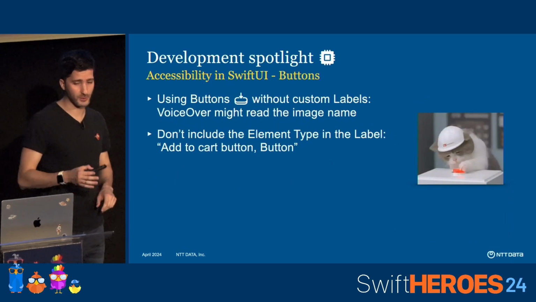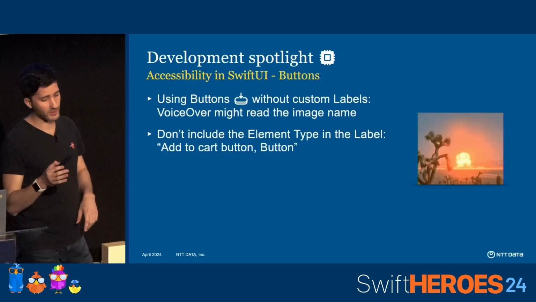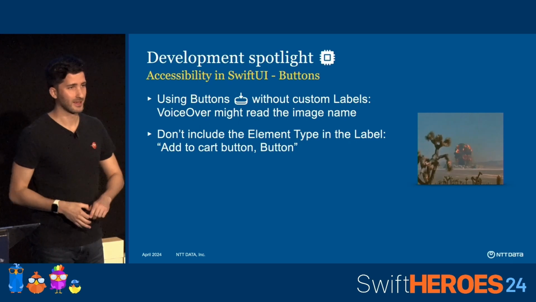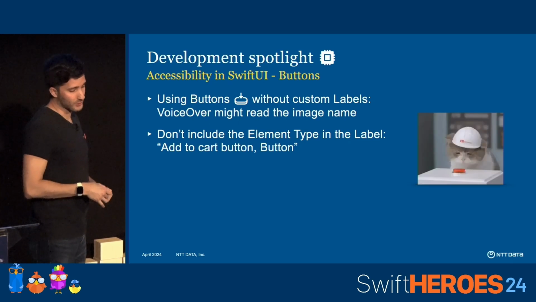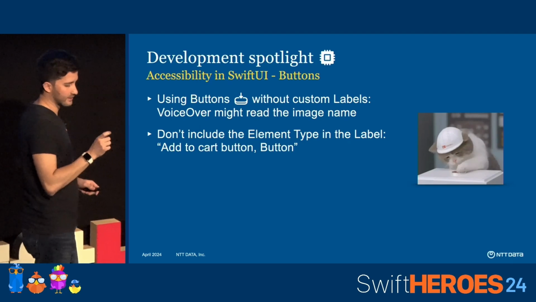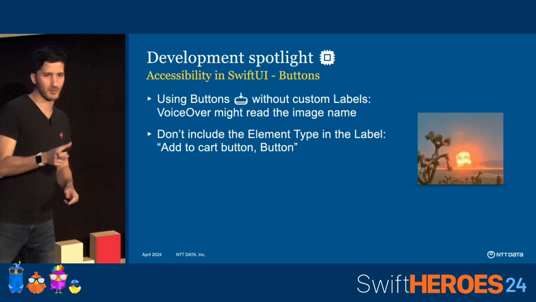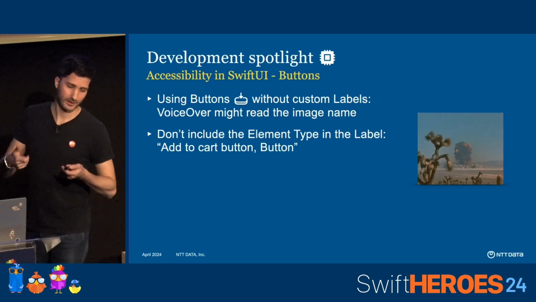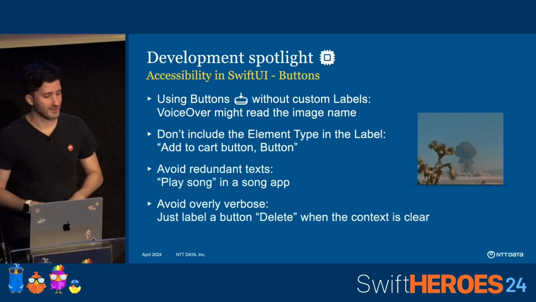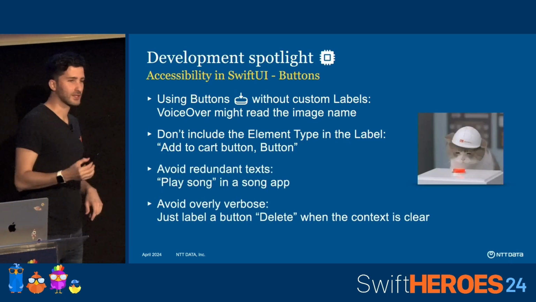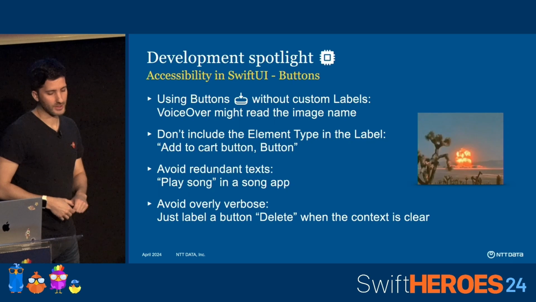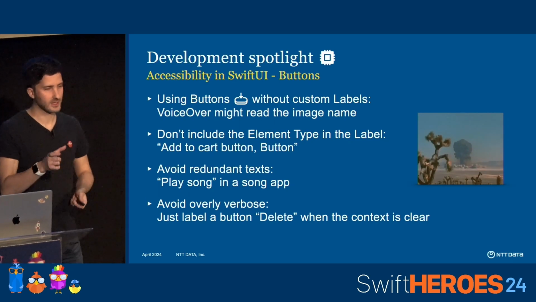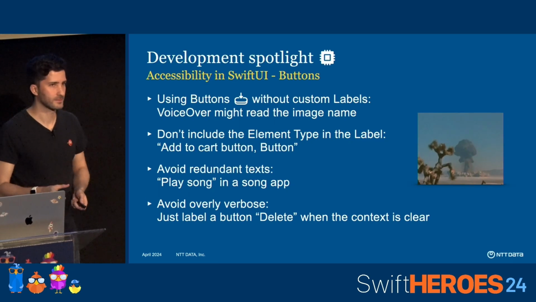When using buttons without custom labels, VoiceOver might read the image name. That might not be the best choice. And also, we should be careful not to add the element type in the accessibility label, as it will be read twice. And in general, avoid redundant text like "play song" in a song app, or when the context is clear enough, just label a button "delete", it's enough.